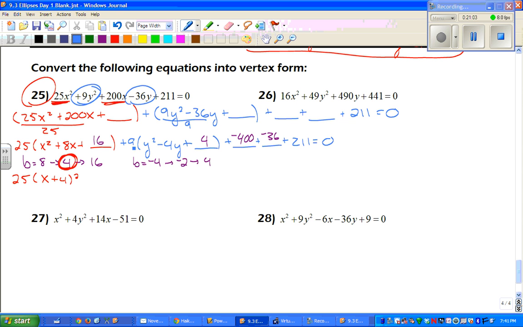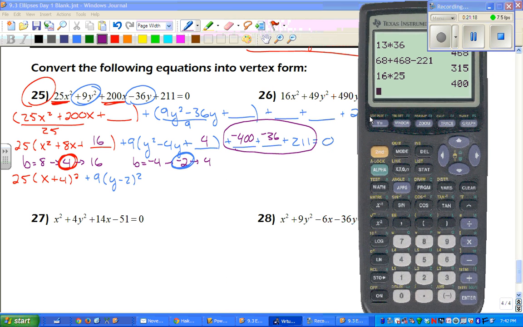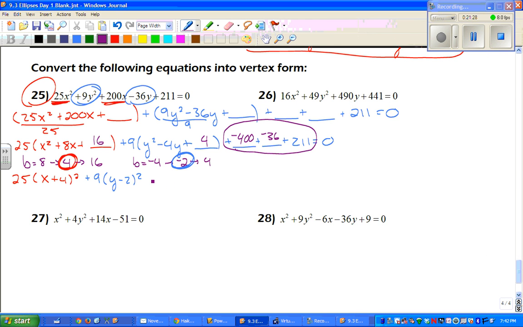For the y's, I still have a 9 on the outside, and that b over 2 value is negative 2, so that becomes y minus 2 squared. And at the very end, let's combine all of these values. So I have negative 400 minus 36 plus 211. I have negative 225, so minus 225 equals 0.